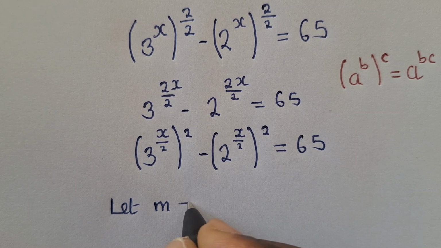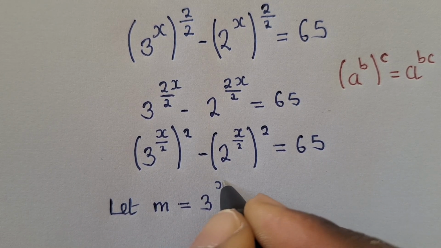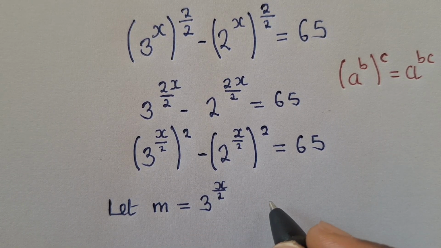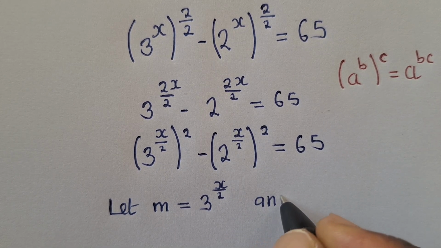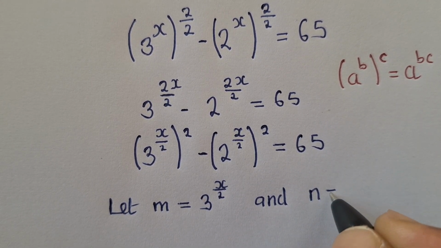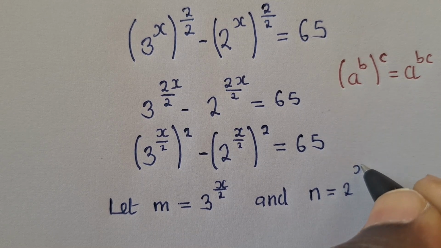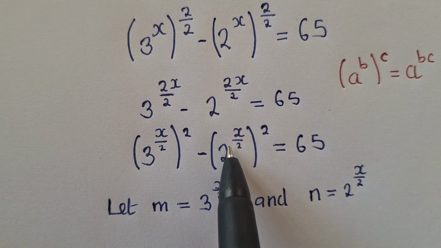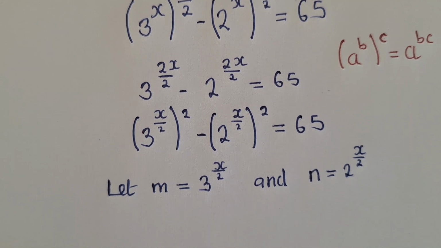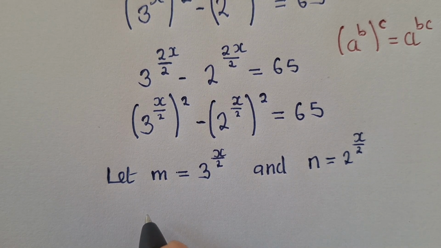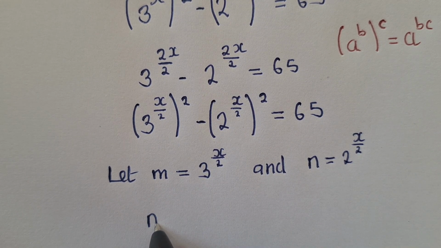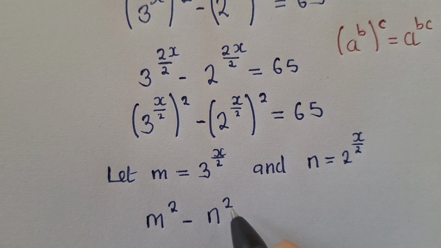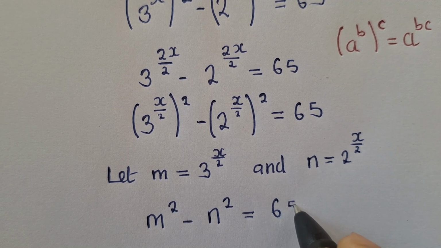So now from this point, we can say let m be equal to 3 power x over a 2, and also n be equal to 2 power x over a 2. So I've just gotten what is inside here equal to m, and what is inside right over here equal to n. So we can write our equation as m power 2 minus n power 2 is equal to 65.